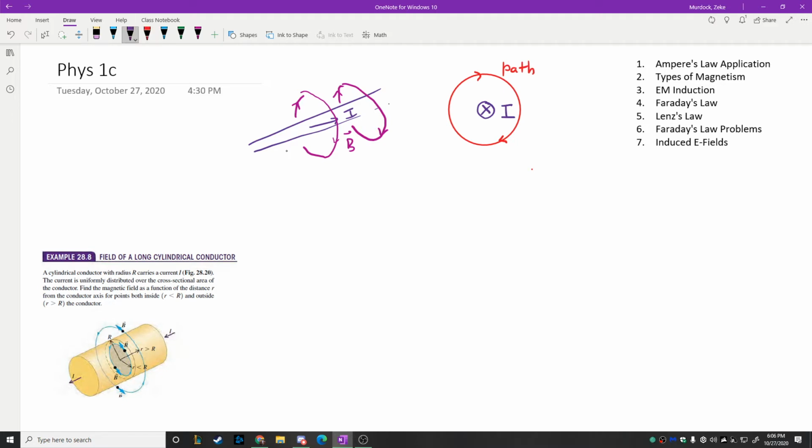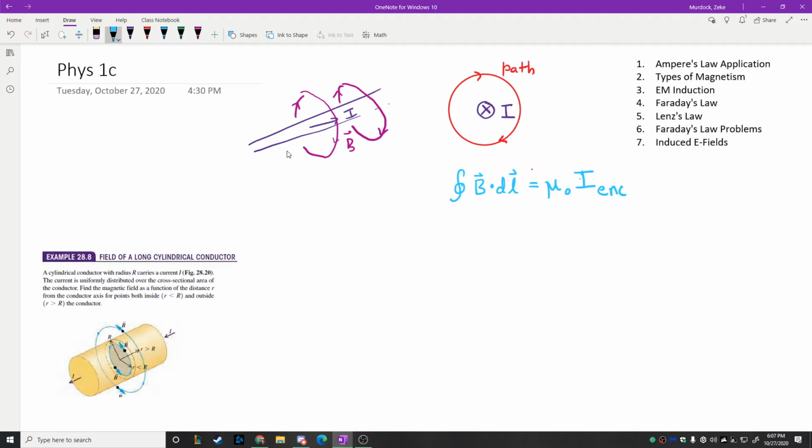Then what Ampere's law states is that if we integrate the magnetic field's dot product with the path element, and your book likes to use the symbol dl, this is equal to mu naught, which is the magnetic constant in free space, multiplied by the current that is enclosed. Really what this means is the current that flows through the loop.